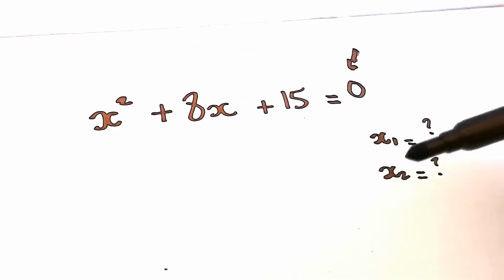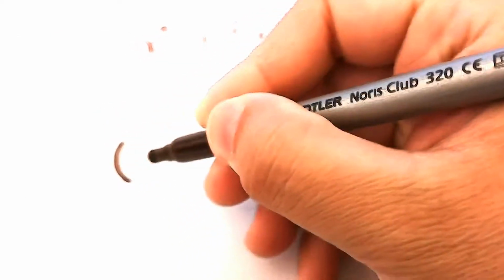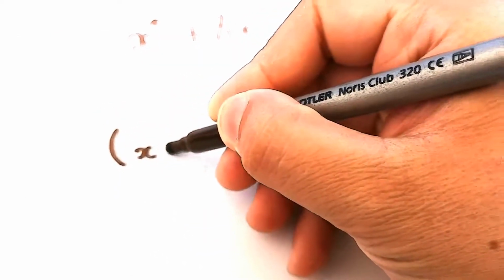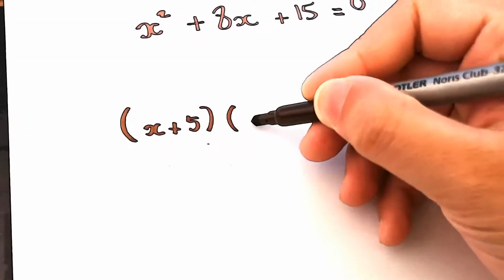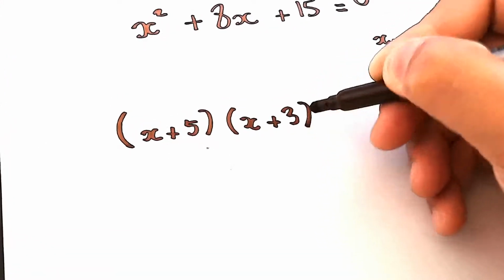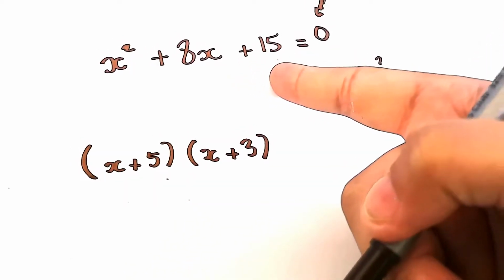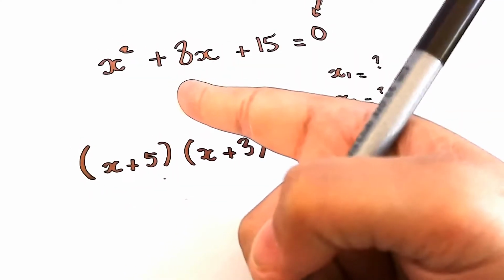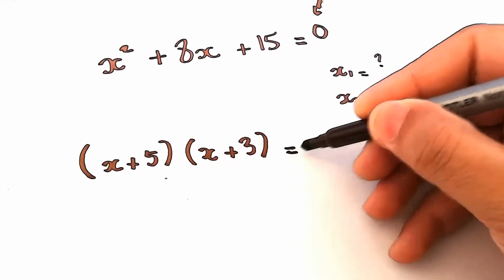If you're able to factorize it, that is the easiest way you can do it. As we've already talked about, when you factorize it, you'll get x plus 5, and then x plus 3. I trust that you know how to do this bit already. You find the factors of 15 which add up to 8, so the 5 and the 3. And don't forget equals 0.